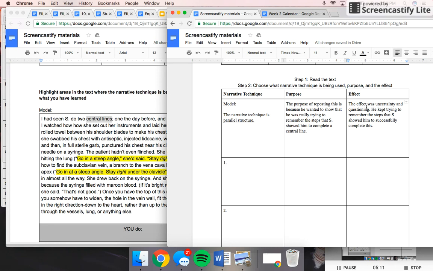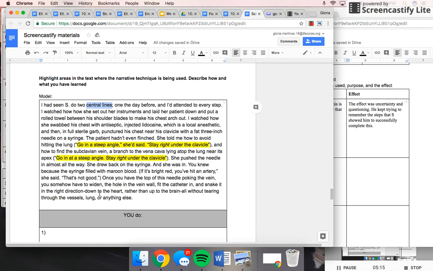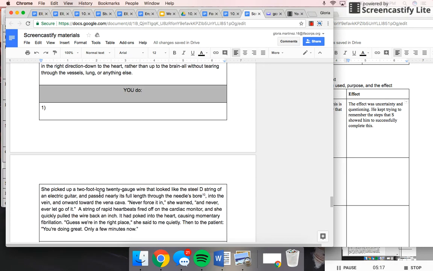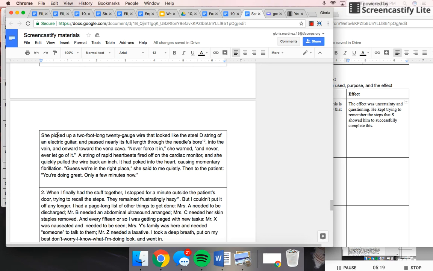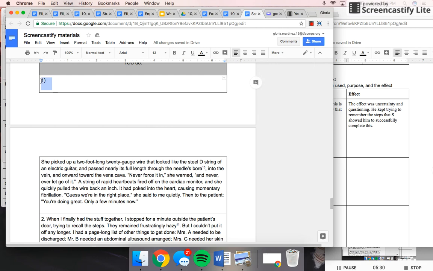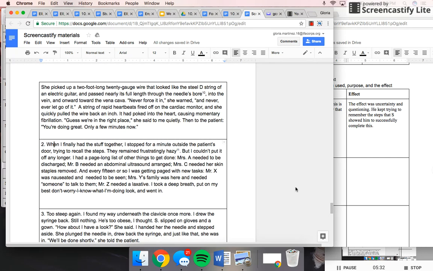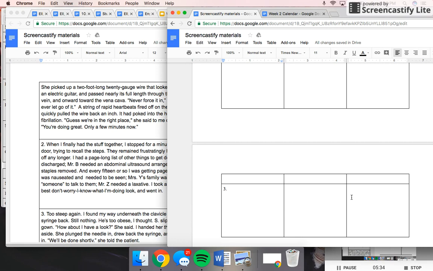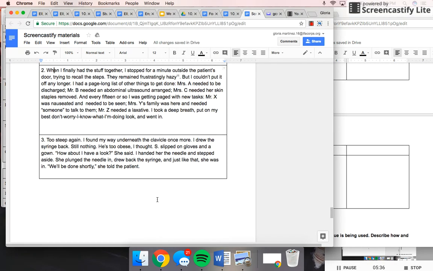All right. So now this is what you all are going to do for the next 3. If you look at your paper, it says you do, okay? And there's a couple sections here. There's you do, and the she picked up 2-foot long 20 gauge wire. You're going to complete that one over here where it says number 1. Next, number 2. We'll go over here, number 2. And then number 3 with number 3, okay?